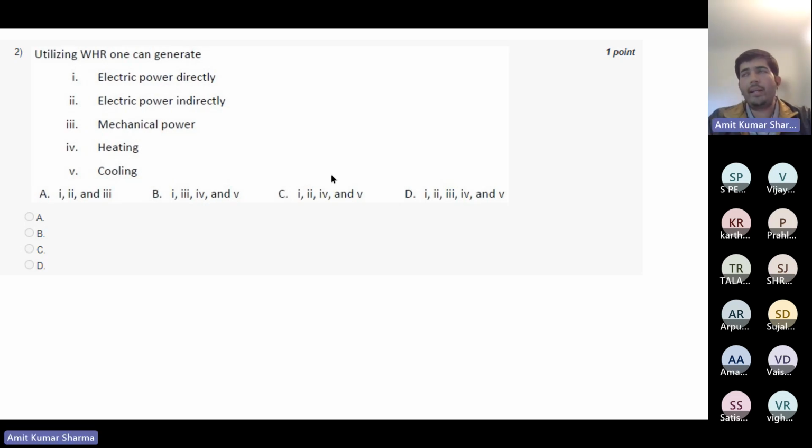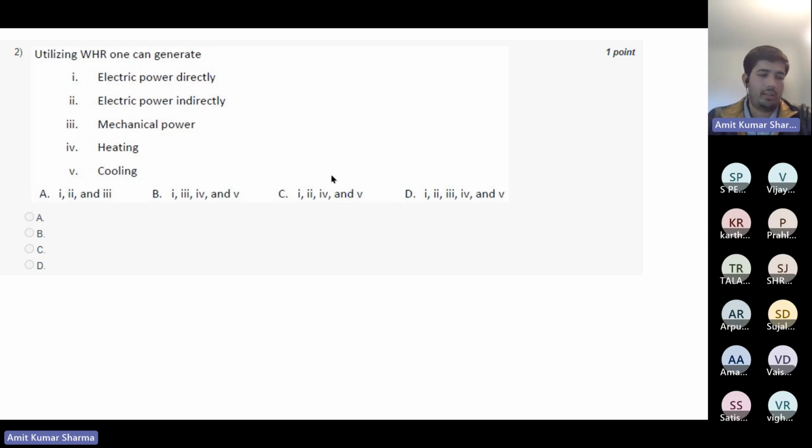Quality, I am saying, means temperature. Suppose you have waste heat at 100 degrees, and on the other side you have waste heat at 500 degrees. That 500 degrees is going to be more useful than 100 degrees, because at 500 degrees you have more energy and you can make multiple uses of that heat, because you have a huge temperature difference. On the other side, 100 degrees is not very useful.